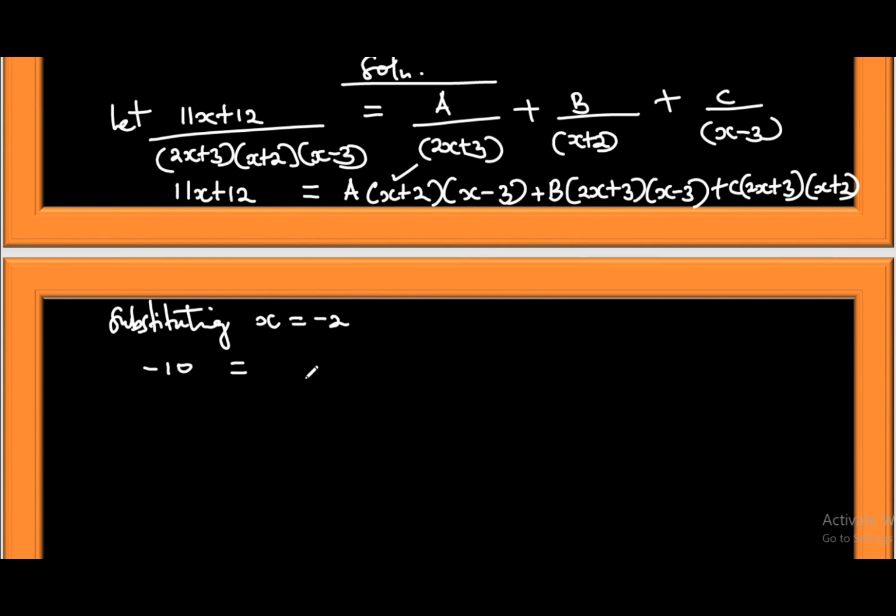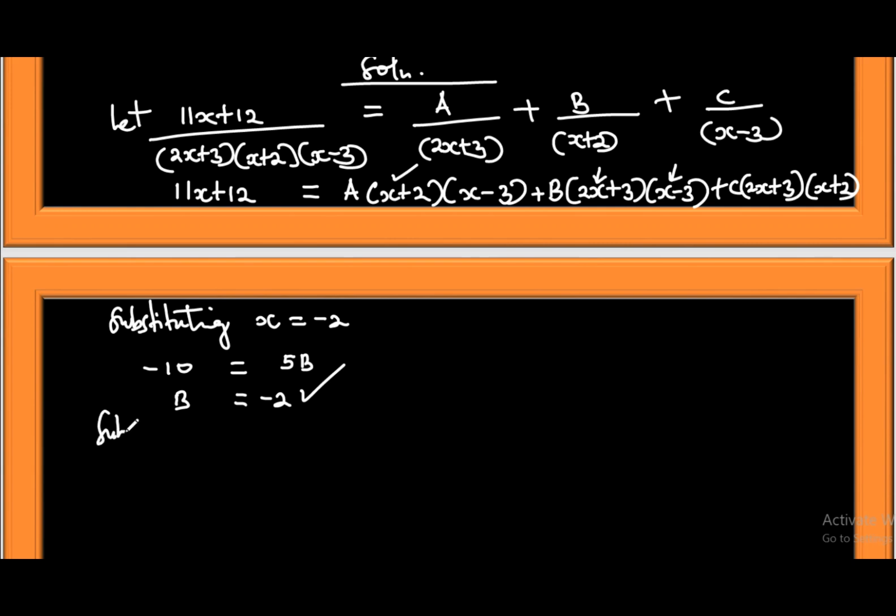On the right-hand side, when you substitute negative 2 in the place of x here, you also substitute in the place of x here. The final answer you will come up with will be 5b. And that means the value of b becomes minus 2. So after getting minus 2 for b, we now move to the next factor. Get x minus 3 and equate it to 0. That means it gives us x as 3.